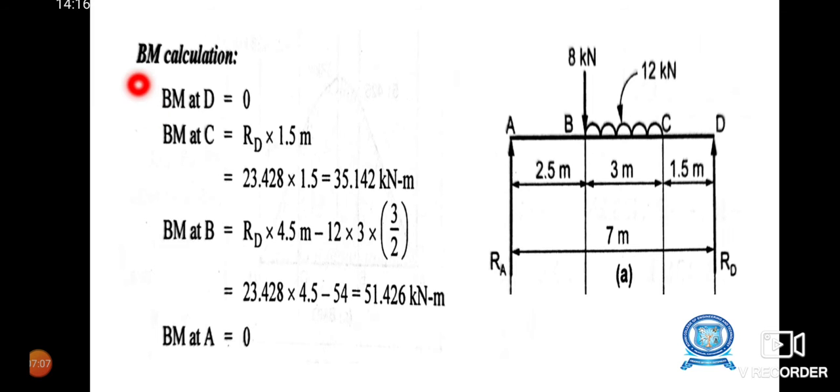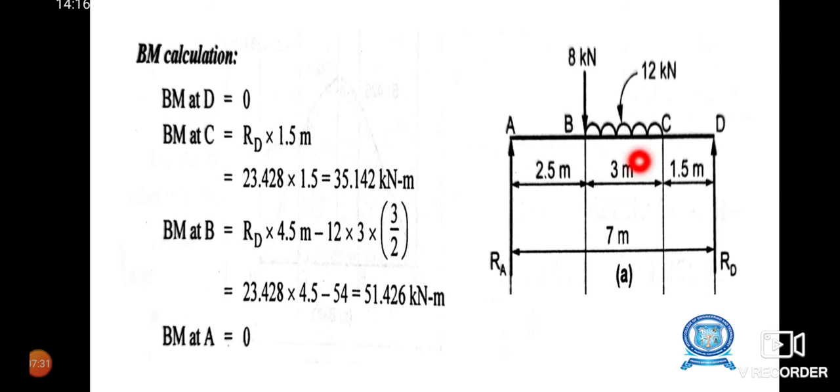Next, the bending moment calculation. Bending moment at point D. The moment formula is force into distance. At point D no load is applied, but the reaction force is there. The distance is 0, and 0 multiplied with any number is 0. So the bending moment at point D is 0.